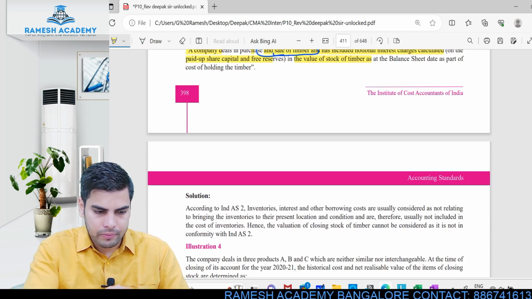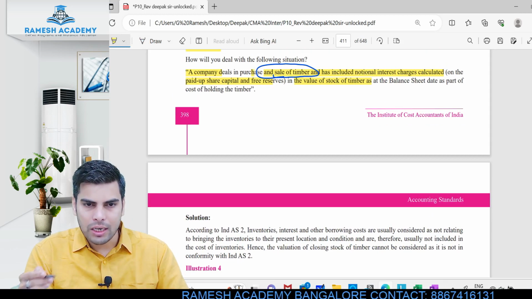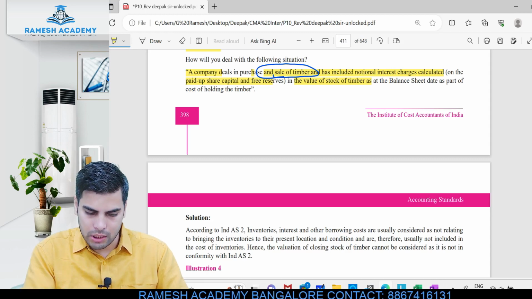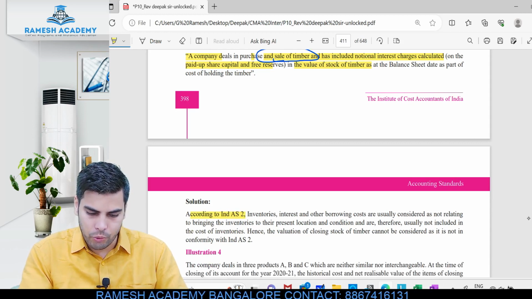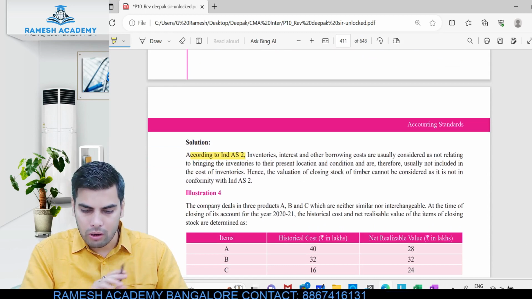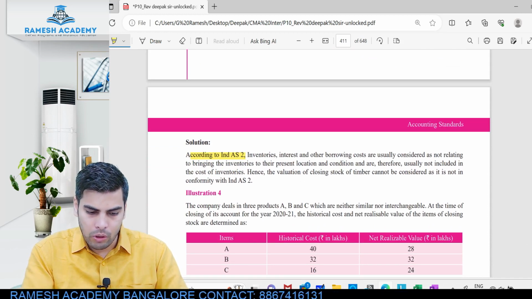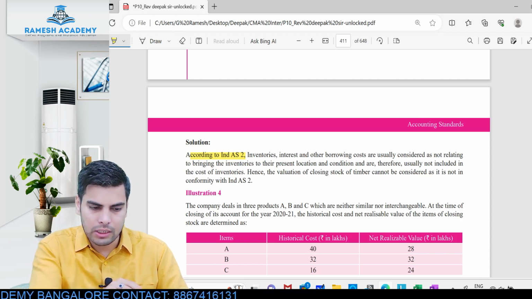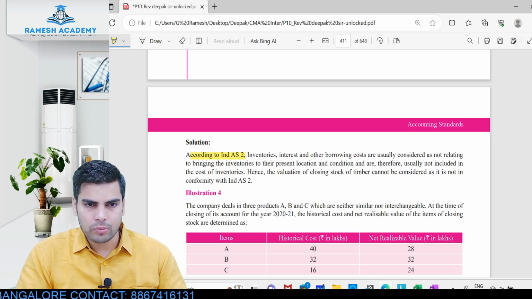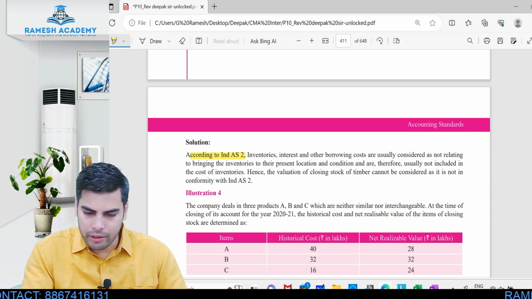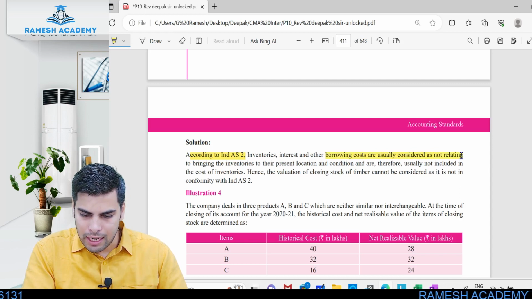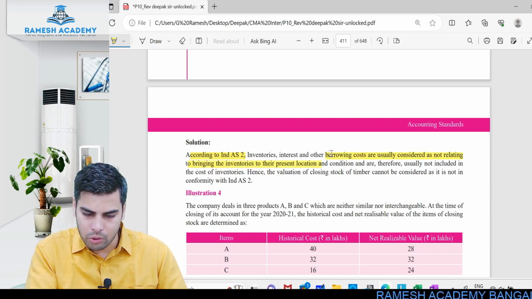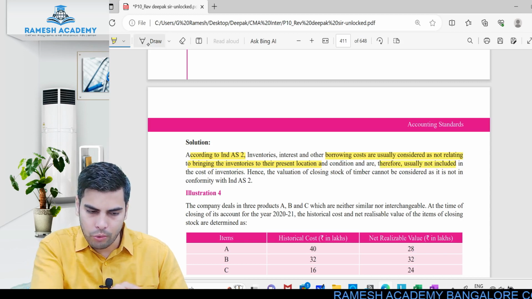Look at this. They are including some notional interest. Can we include that notional interest? That is the question. According to Indian Accounting Standard 2, Inventories, interest and other borrowing costs are usually considered as not relating to bringing the inventory to the present location or condition. So these are not considered as part of the cost of this particular inventory, nor as other costs which are necessary for bringing the inventory to the present location or condition. Borrowing costs are therefore usually not included.